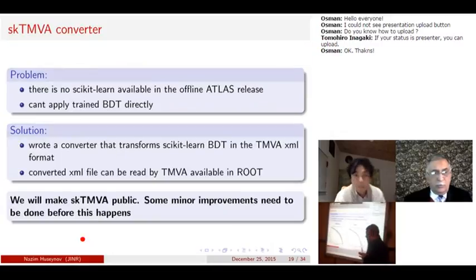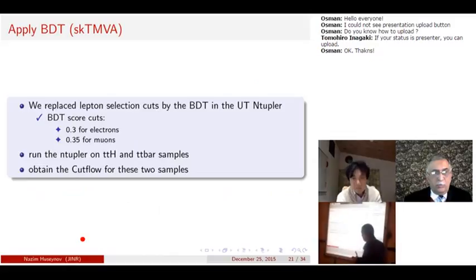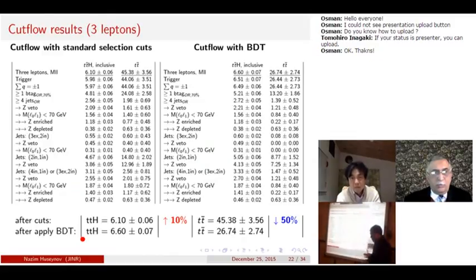And it's a very important result, our result at present time. As you know, this is called the table, it's the Cutflow. On the left side of the slide, we can see the Cutflow after applying the standard selection cut. You can see the first figure 6.10 for TTH, which means it's for signal, and 45.38 for TT bar, which is background. These are the 2 figures we get after applying the standard selection cut.